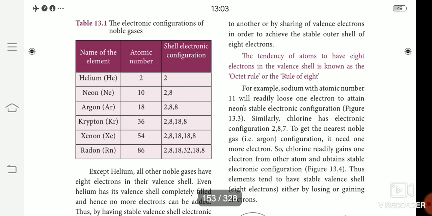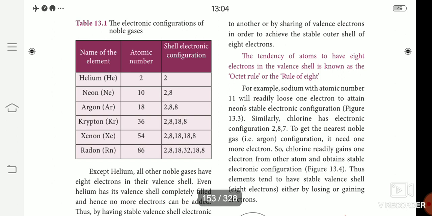So what is the octet rule? The tendency of atoms to have 8 electrons in the valence shell is known as the octet rule. One example is sodium chloride. All of you studied this in the 11th, in the atomic structure unit, and the electronic configuration. What is the electronic configuration of sodium? The electronic configuration of sodium is 1s2, 2s2, 2p6 and 3s1.